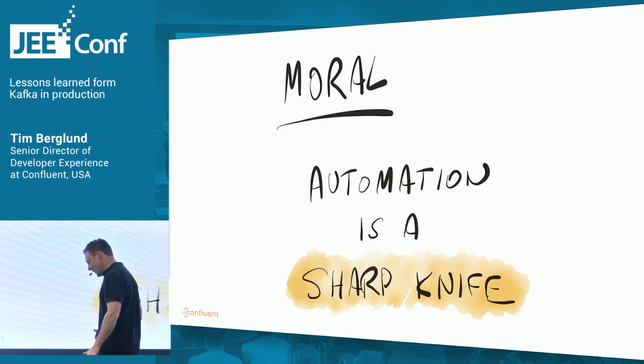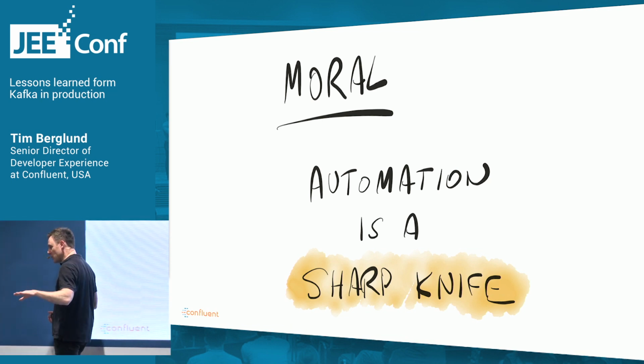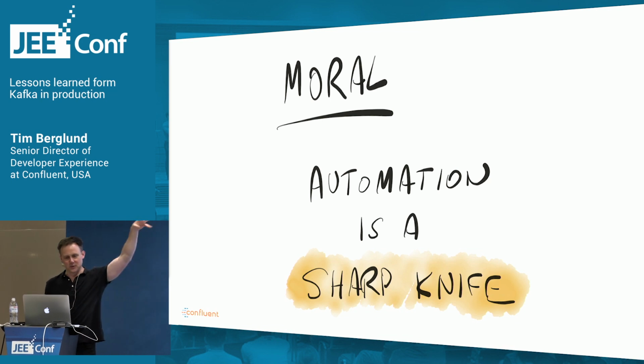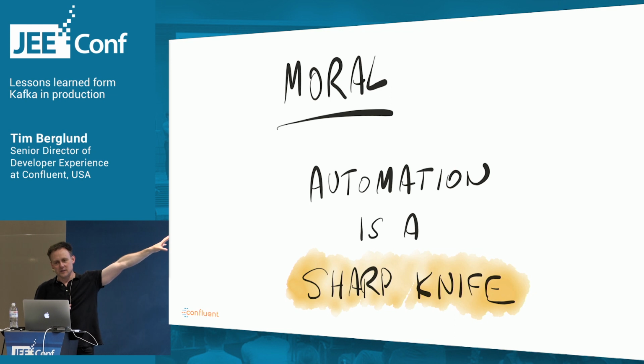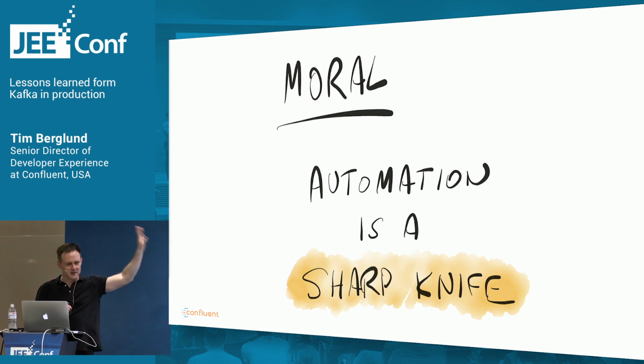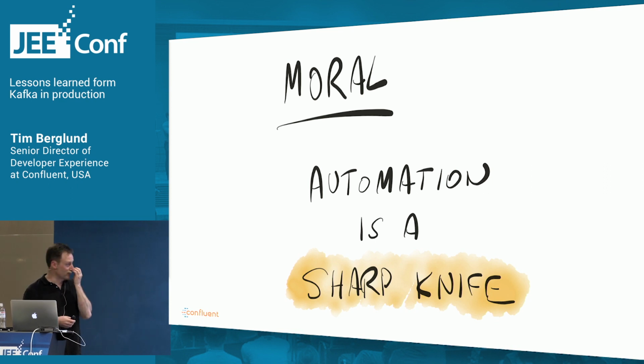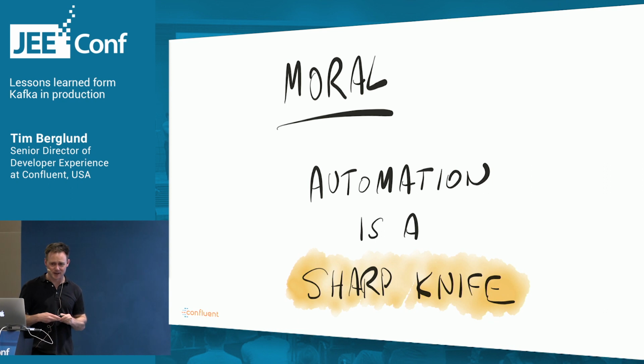Also, once they bounced and came back up, that node was still dead. It turns out it was just a connectivity problem, a router configuration thing, where the automation couldn't talk to that one dumb broker. And they took the whole cluster down and brought the whole cluster up for nothing. It was terrible. Anyway, the moral of the story is automation is a sharp knife. It's a good thing. We need sharp knives. But you can also hurt yourself with a sharp knife, which is what they did.